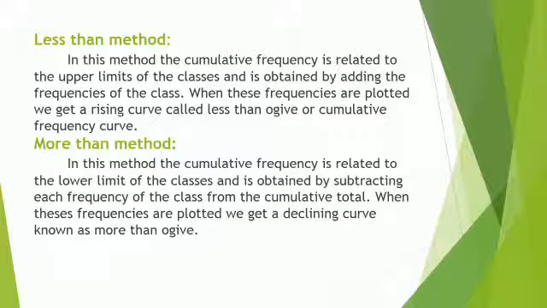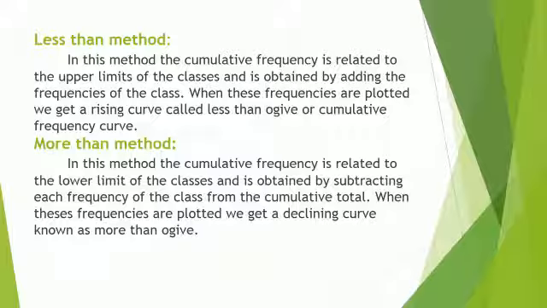First you have to draw the less than CF using the upper limits. For a class interval like 10 to 20, 10 is the lower limit and 20 is the upper limit. Less than CF means you have to use the upper limit and the less than CF. Then you plot these points on the graph. Then we get a rising curve, called the less than ogive or cumulative frequency curve.